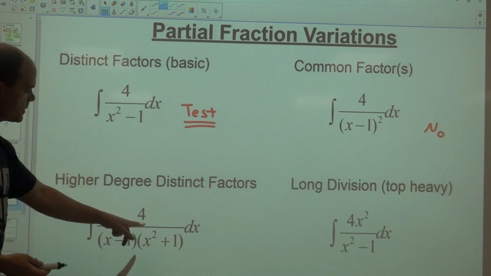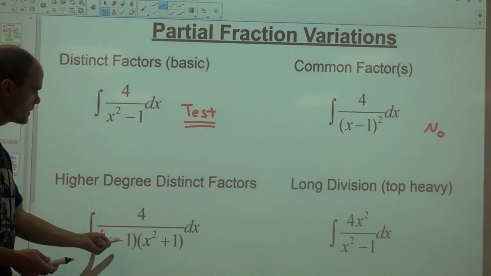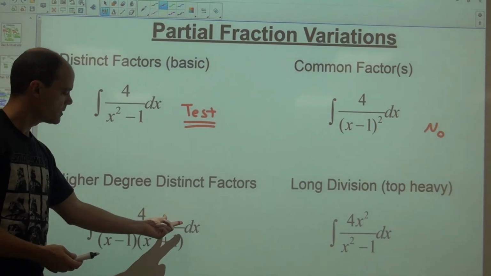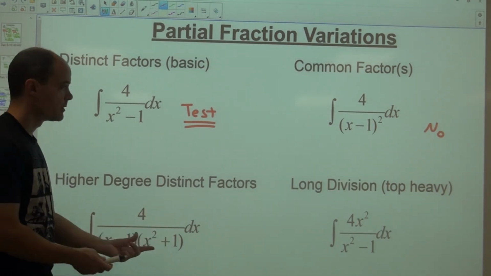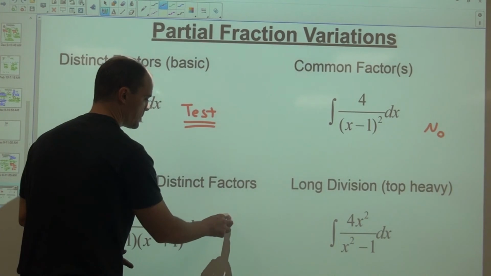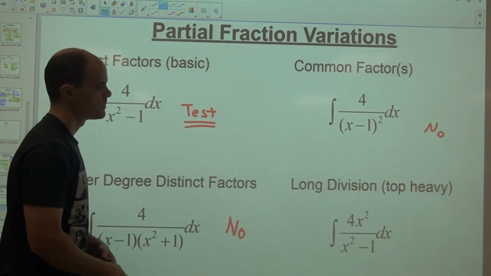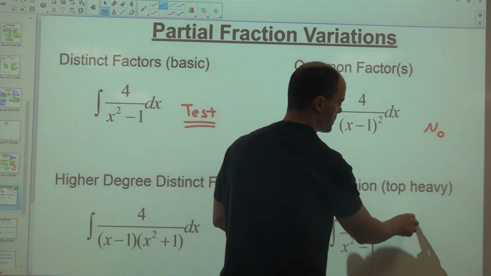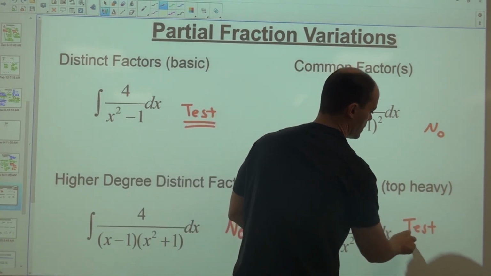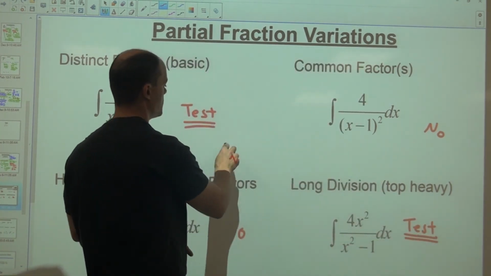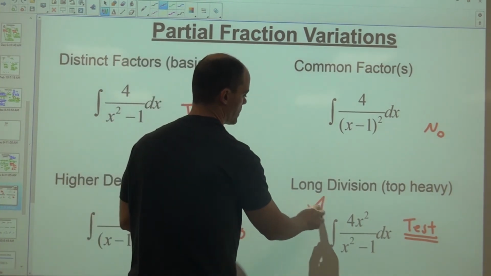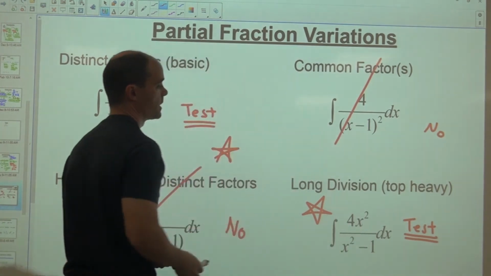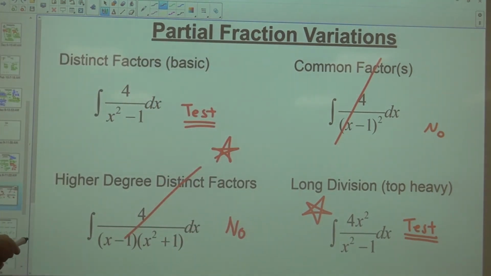What if there's a higher degree? Well, then I'd have to split this into A over x minus 1 and Bx plus C over x squared plus 1. You will not see this on the test. What if it's top heavy and I have to do long division? Yes, this you will see on the test. So these two things you need to make sure you know how to do. These two things don't worry about for your next exam. I just needed to show you those.